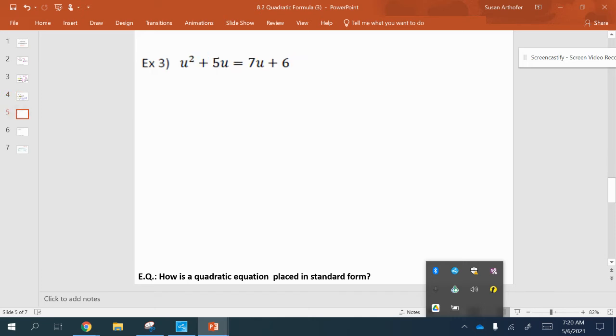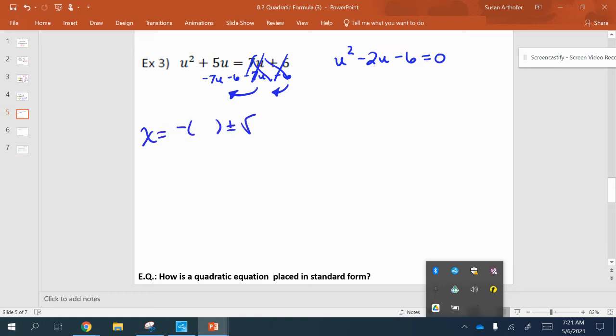Okay, this one just requires more work. We have more things to pop over. We have to pop over the 7u. We have to pop over the 6 because we need this to be equal to 0. So I'm going to subtract 7u from both sides. I'm going to subtract 6 from the other side. These will go away. So our problem would be u squared, 5u minus 7u is negative 2u, and then the negative 6, and then equals 0. Okay, I'm going to go ahead and write out your spot for your quadratic formula.